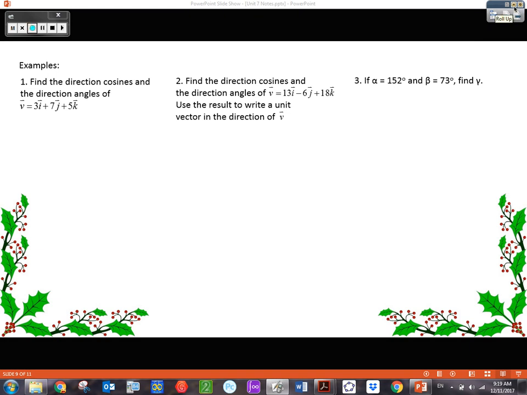So let's take a look at the first example. It's asking us to find the direction cosines and direction angles of this particular vector. So the formula that we got on the previous page, just to help you memorize it, let's refer back to another formula that we are familiar with.